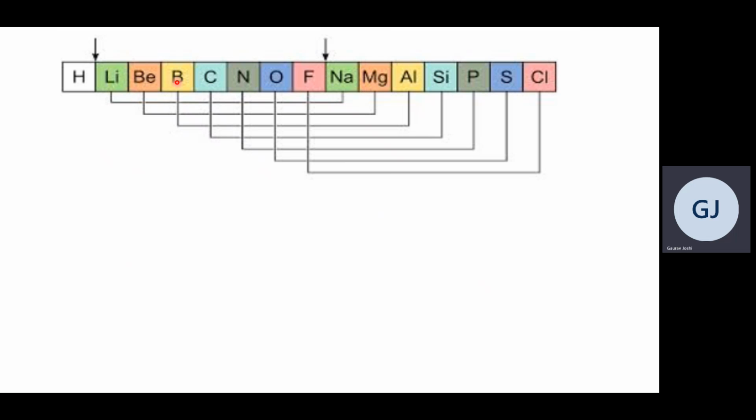Then this boron will show the same activity as this aluminium because, again, there is a repetition of 8, right? So basically it is a difference. The element with atomic number 1 will show resemblance with atomic number 8, 2 will show it with 9, 3 with 10, and so on, right? So this is the idea behind the law of octaves, right?